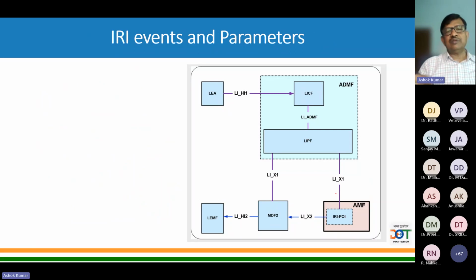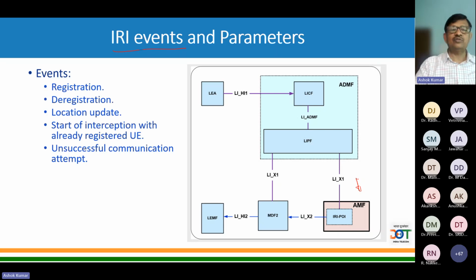So I talked about IRI event during the definition. So what are the IRI events which AMF will have? Those are when a mobile registered, when the mobile deregistered, when it did the location update, when interception started, and what are the unsuccessful communication attempts. Not every time he makes a call, he attempts, but the call does not go. So all these events are called IRI events, and these are also captured.